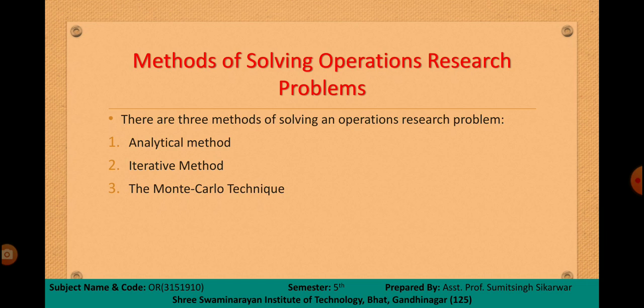Our last one is the Monte Carlo method, which is based on random sampling of values from a distribution of variables. That means we need to randomly select the variables from given values. This uses sampling techniques. A table of random numbers must be available to solve the problems. In fact, it is a simulation process.